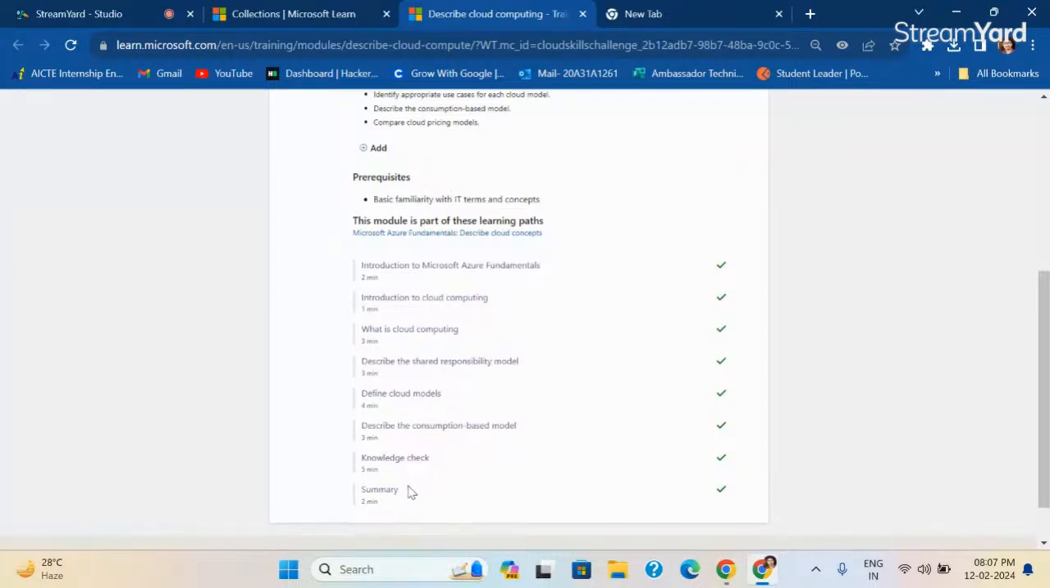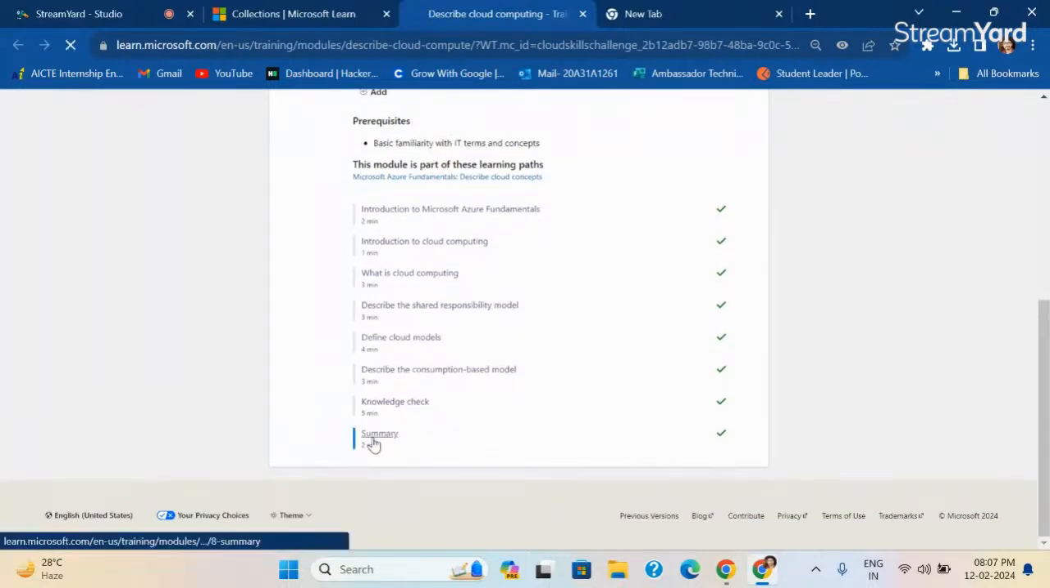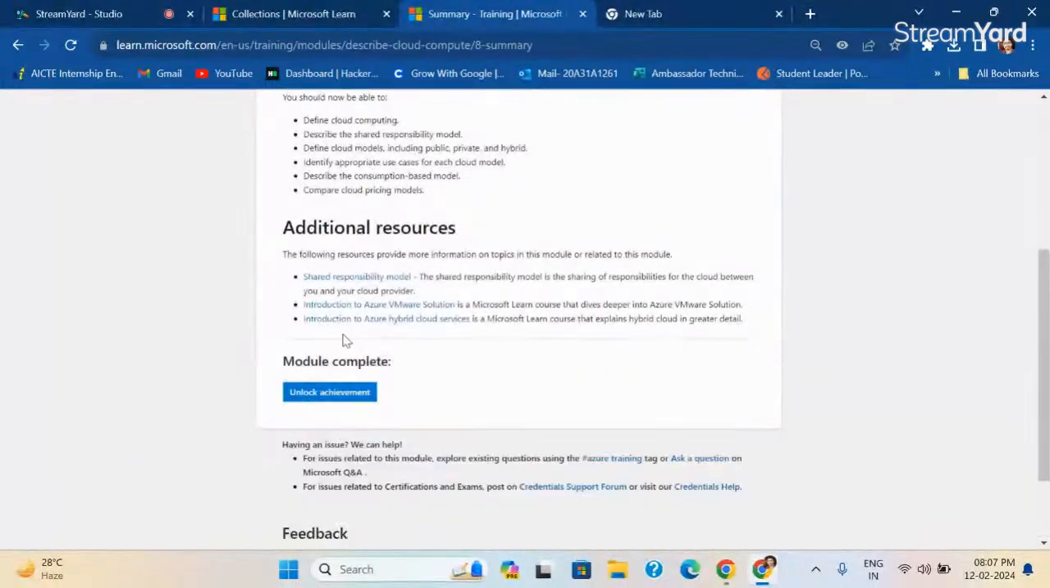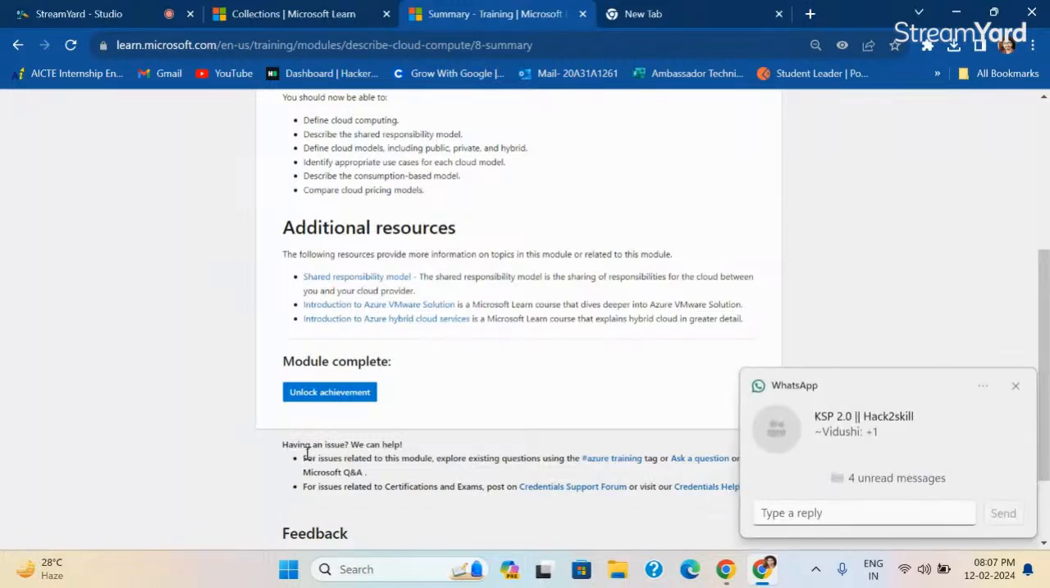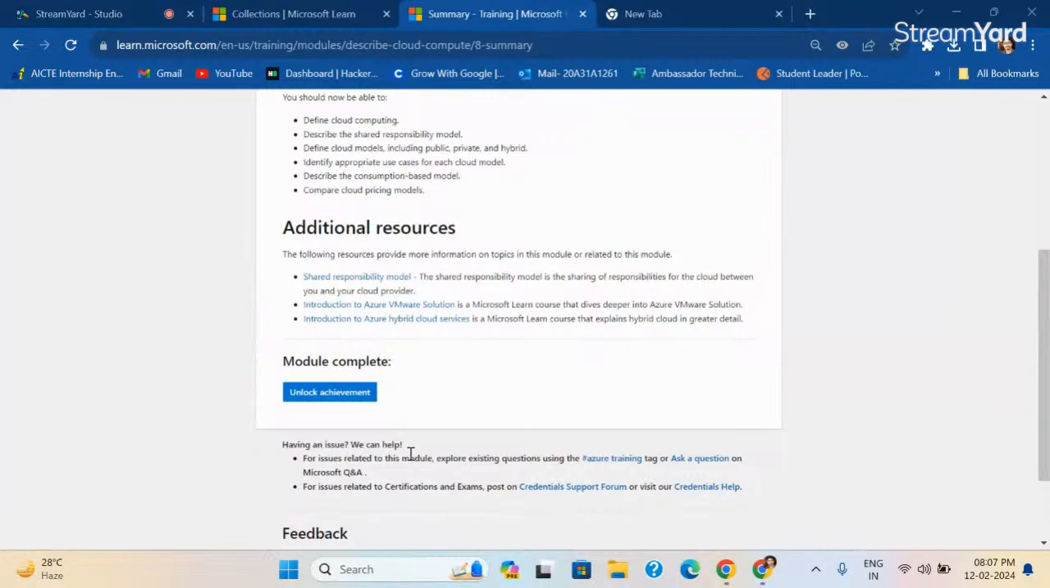That's all. So finally, in summary, we have to unlock our achievement. So here it will come like unlock the achievement. So we will get the badges. So you can showcase your badges in your LinkedIn profile or in your resume also. So I prefer it is better to keep it in LinkedIn, to get more favorable for you.